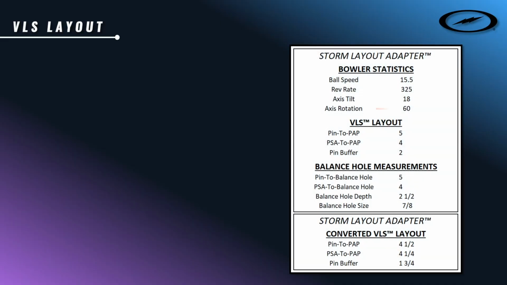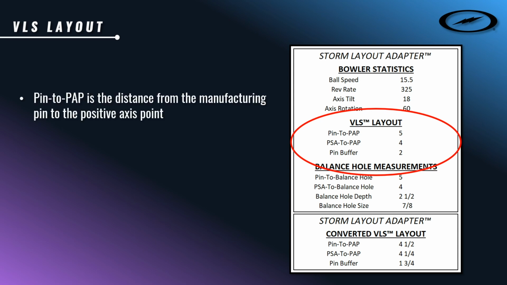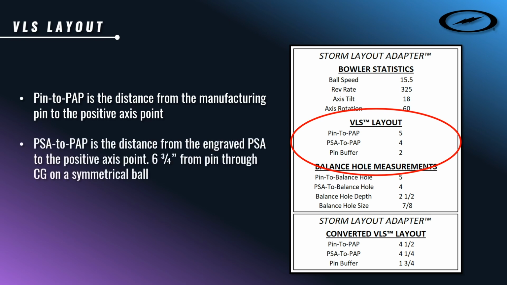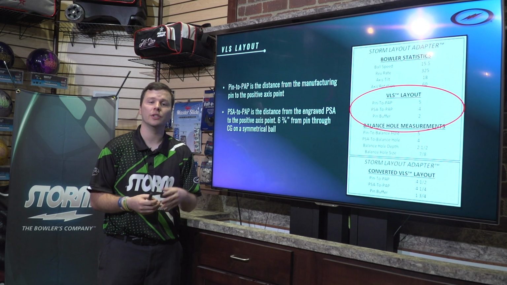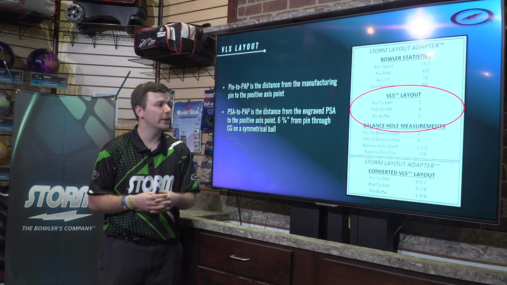Next up, VLS layout. This is one we haven't talked about much. The pin to PAP distance is going to be the first variable that it asks for. As everybody knows, that's the distance from the manufacturing pin to the positive axis point. That can safely range anywhere from 0 to 6 3/4 inches. Input that to the nearest 1/4 of an inch. The PSA to PAP distance is going to be the distance from the engraved PSA to that positive axis point. Again, that can range anywhere from 0 to 6 3/4 inches.